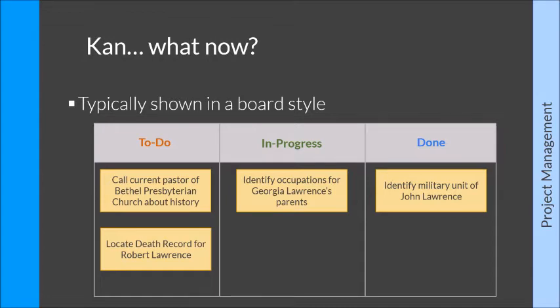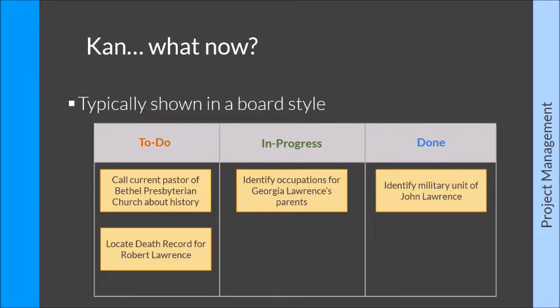Here in each of my columns, I do have these little cards, which are my tasks, and I typically set them up as action items. So for example, in to do, I have call local pastor of the specific church about its history. In my in progress section, I have identify some occupations for this person's parents.